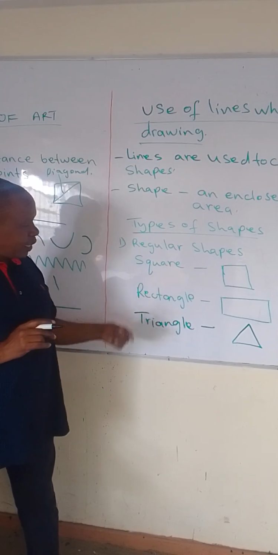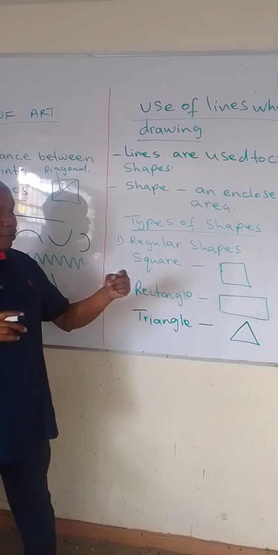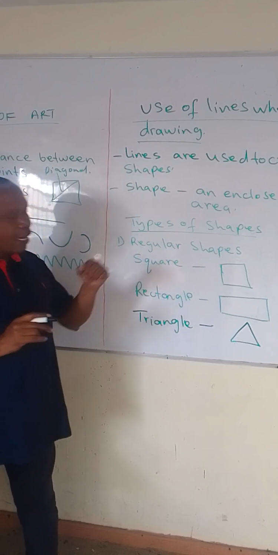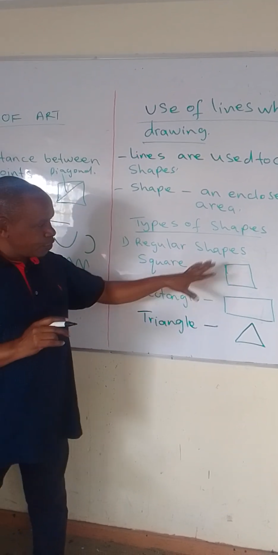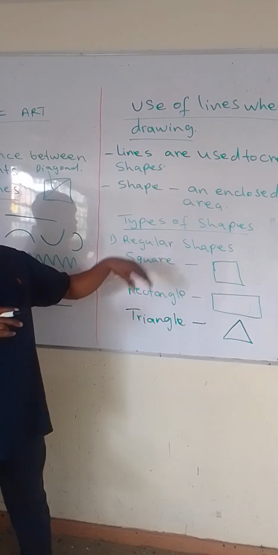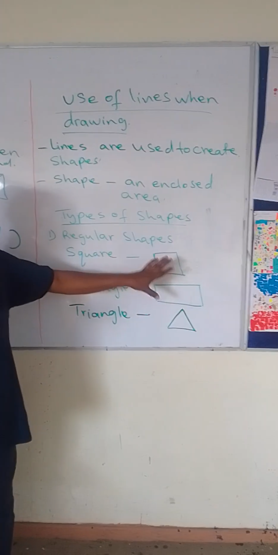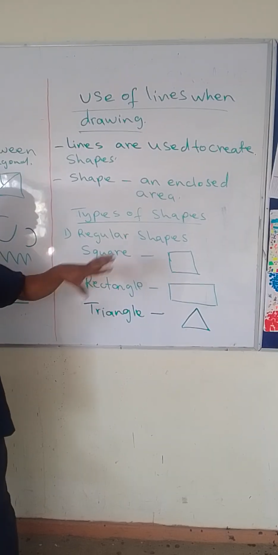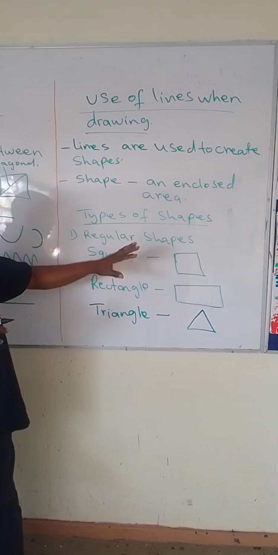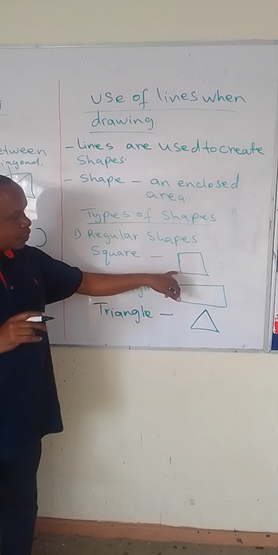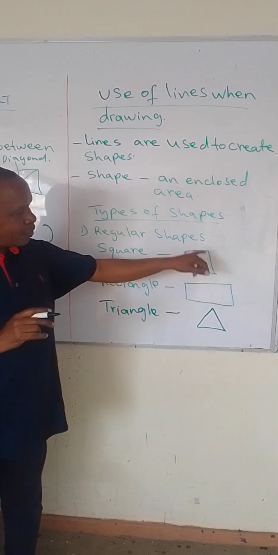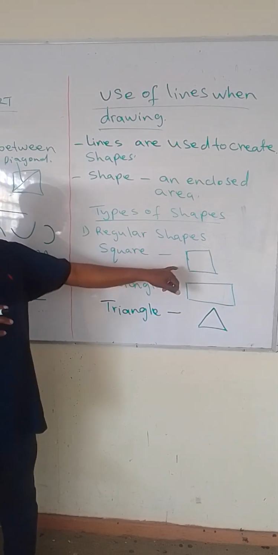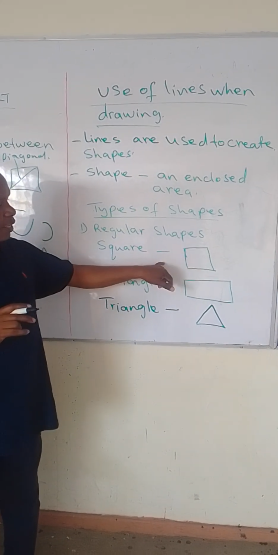Regular shapes can be a square, a rectangle, an oval, or a triangle. So these are different types of shapes. These are the ones which you learn mostly, which are regular shapes. They don't change their form. Then we find that these shapes can be used to describe different items. When you use 2 vertical lines and 2 horizontal lines, we create a shape which is known as a square.